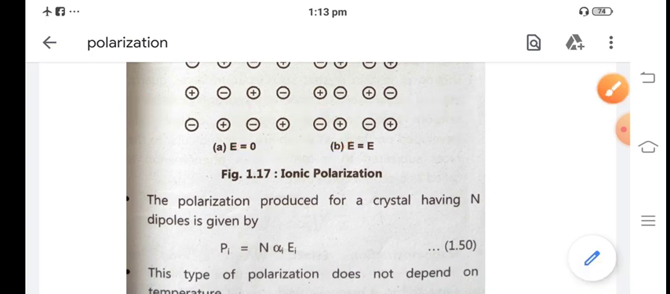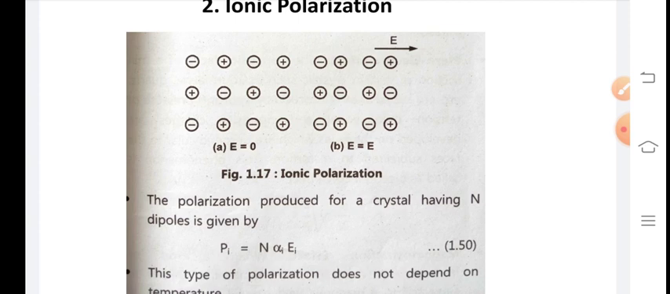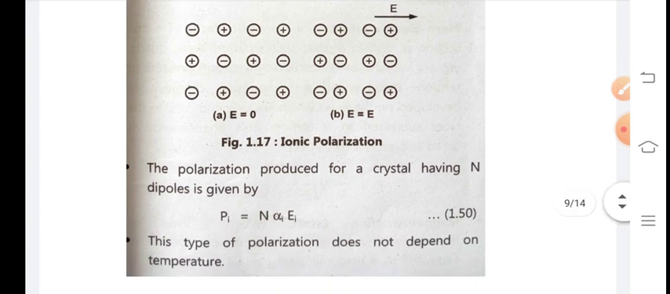This way, the dipoles get induced, and this is called ionic polarization. Now, for a crystal having n number of dipoles, the ionic polarization is given by Pi is equal to N alpha i into E. This type of polarization also does not depend on temperature. Here alpha i is the ionic polarizability, E is the applied electric field, N is the number of dipoles, and Pi is the ionic polarization.